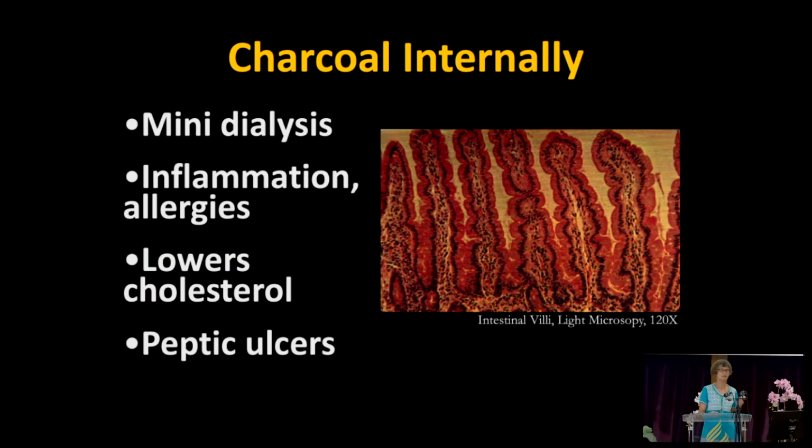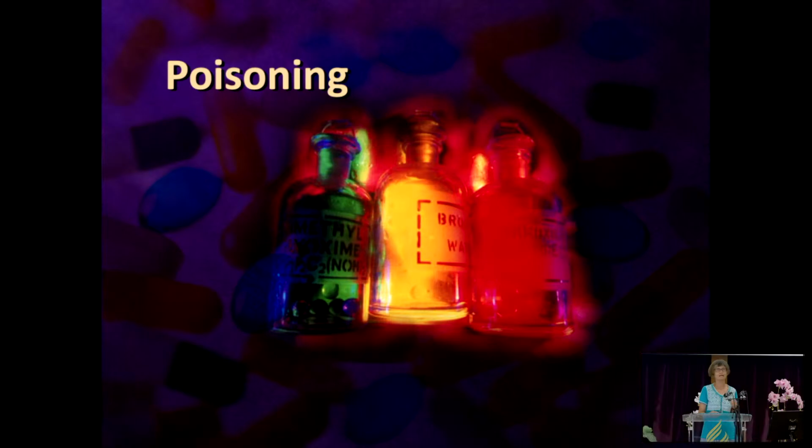Basically, for adults, you drink about 1 to 2 tablespoons per glass of water. Stir it and just drink it up, and you can add more water, rinse it, and drink the rest of the residue. So activated carbon is like a mini dialysis, okay? It is good for reducing inflammation, even allergies. It even lowers cholesterol, and it's useful even for peptic ulcers.